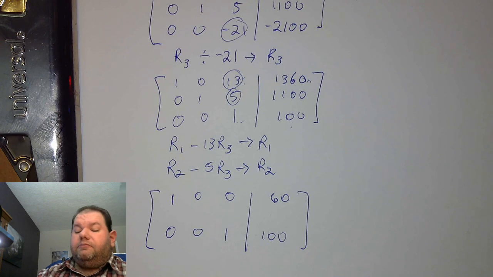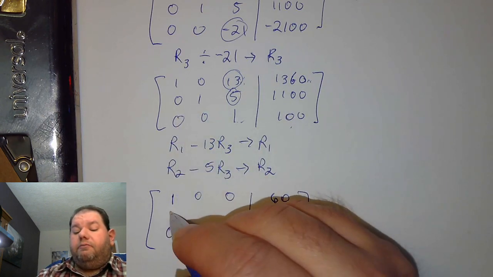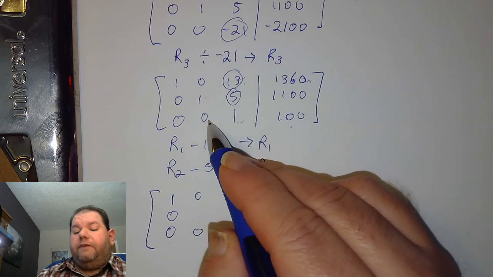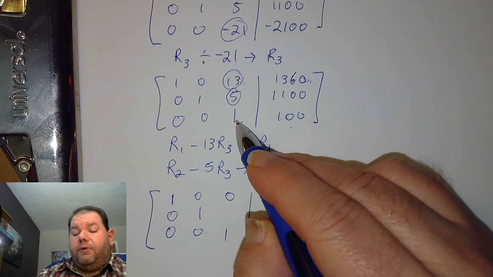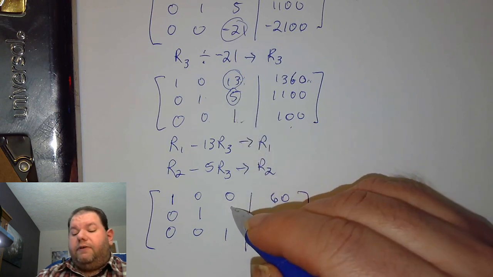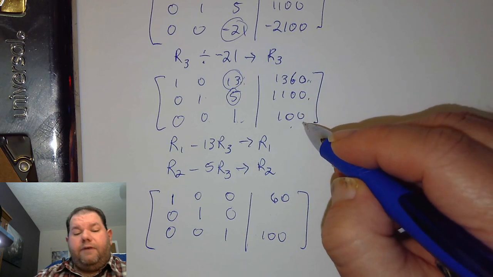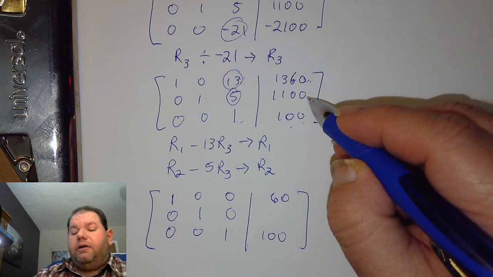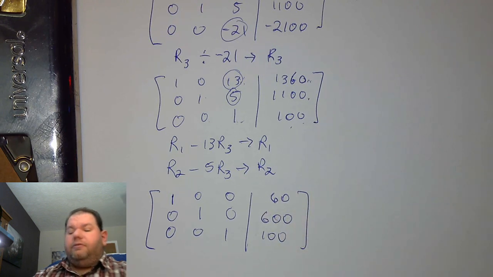Okay. And then for the middle row, 0 minus 5 times 0, 0. 1 minus 5 times 0, 1. 5 minus 5 times 1, 5 minus 5 is 0. And then 1100 minus 5 times 100, 1100 minus 500 leaves 600.